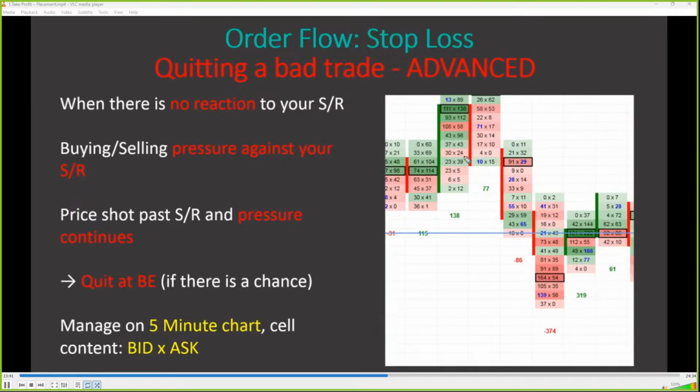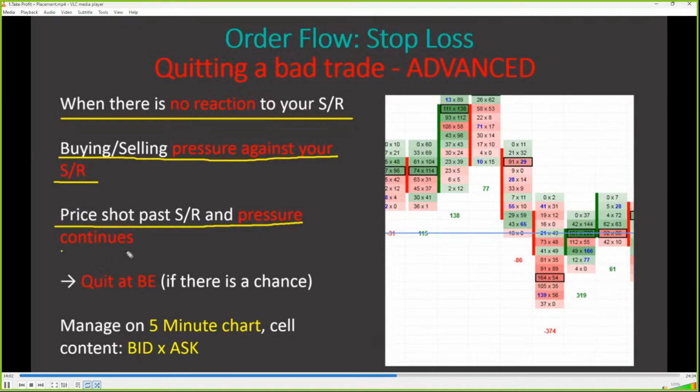So when you want to quit a bad trade, when there's no reaction to your trading level, no reaction at all, the price just shoots past it. There is that pressure which goes against your level, buying or selling pressure, and the price shoots past your level and the pressure continues. So if you look at the picture, price goes downwards. Imagine that there is a support. You entered long from there, but there's no reaction.